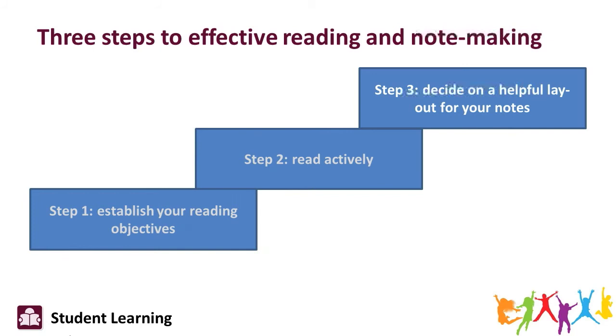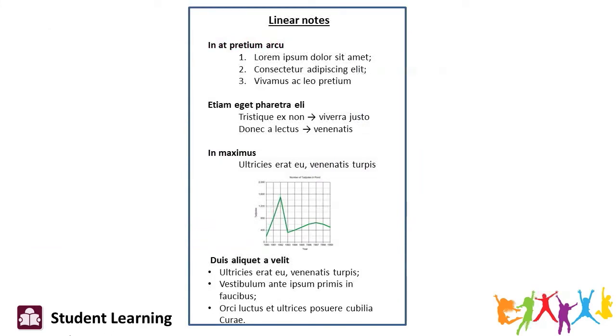There are a number of different note-making systems. Linear notes consist of sections and subsections, with further details added under each. Try to make use of numbering, bullet points, and diagrams if appropriate, to make your notes as organised, clear, and inviting as possible.